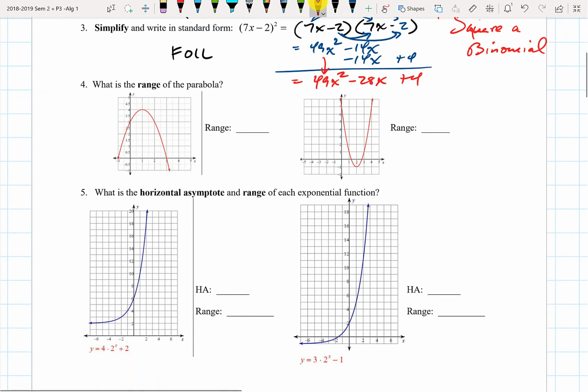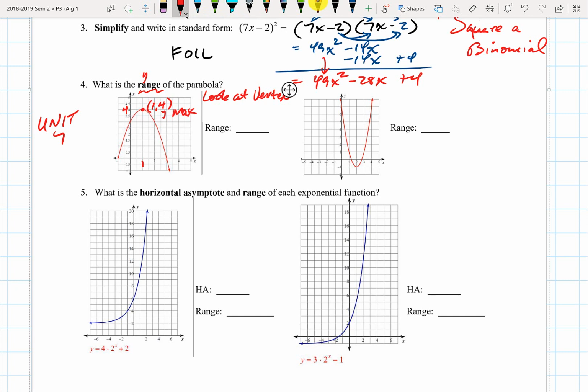Okay, number 4. What's the range? Ooh, okay, the range. Set of y values. This is unit 7, so you have your notes in unit 7. What you want to do is look at the vertex. So let's do that. This vertex right here is (1, 4). So let's write that down, (1, 4), and the y value is 4. This is a max. And if you look at the max y value, it doesn't get any higher than 4. So the range is y is less than or equal to 4.